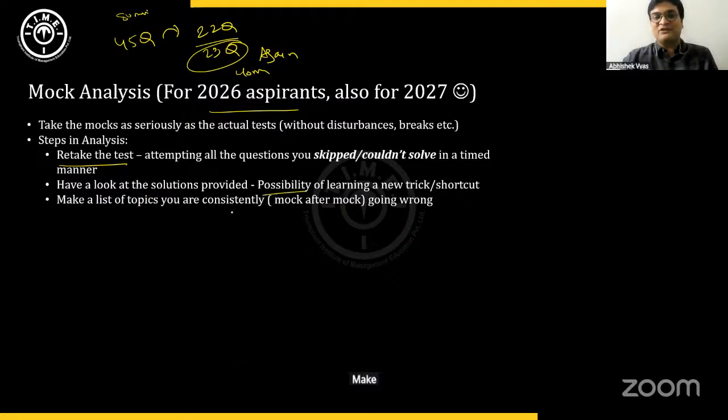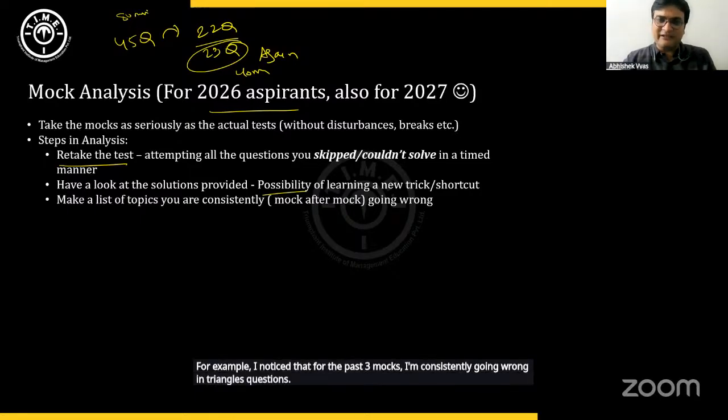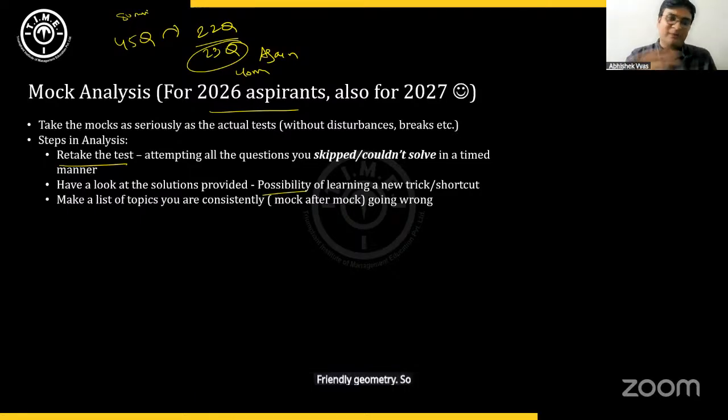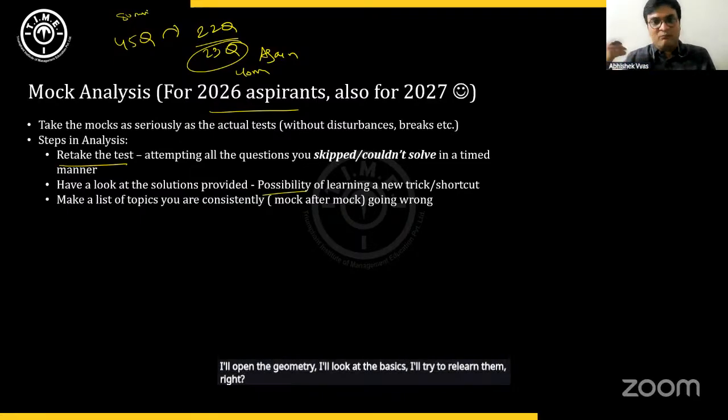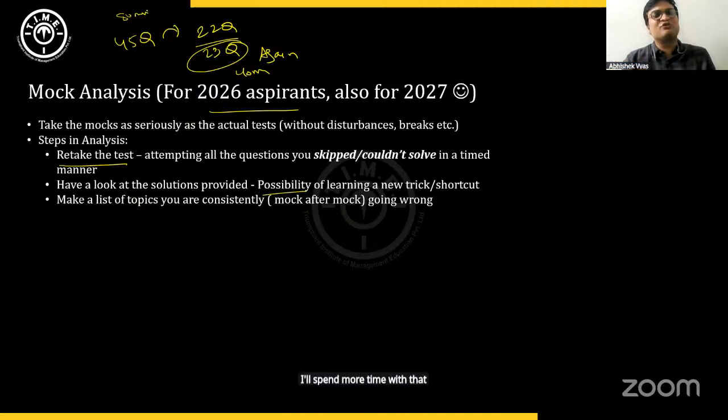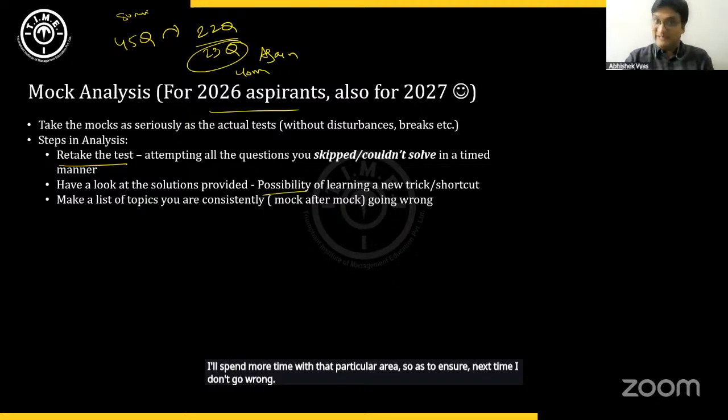Make a list of topics you're consistently going wrong in, doing badly. For example, I noticed that for the past 3 mocks, I'm consistently going wrong in triangles questions. Triangle is geometry. So what I'll do is, I'll go back to my books, open the geometry, look at the basics, and try to relearn them, right? I'll spend more time with that particular area so as to ensure next time I don't go wrong. So make a list of topics.